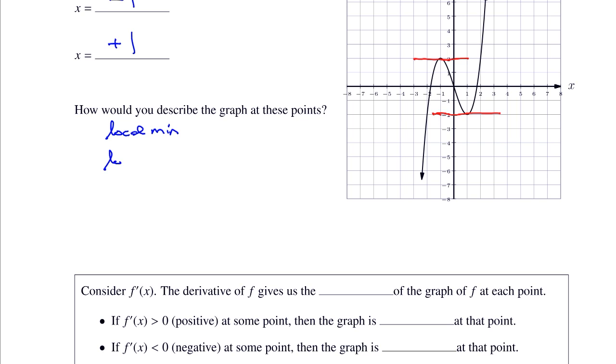and local max. Now, your book is more in favor of using the term relative min or relative max. Local and relative mean the same thing. Okay? So if you see local or you see relative, those are all the same.